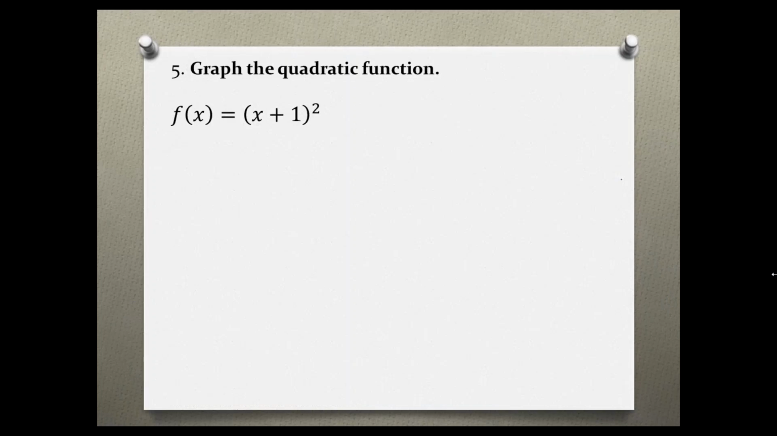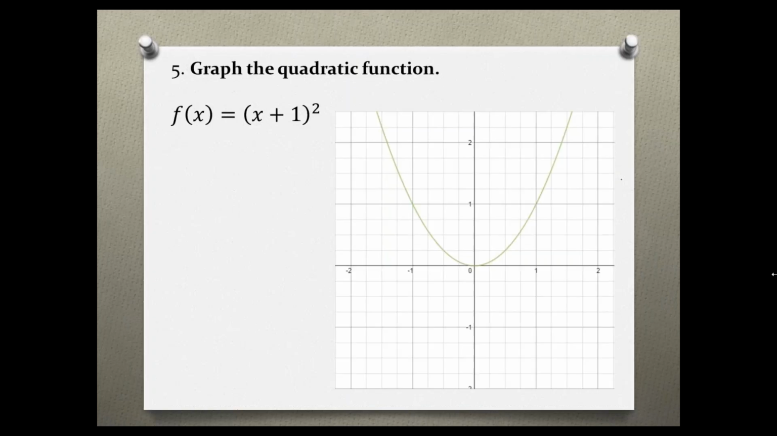Problem number 5. Graph the quadratic function. We have f of x equals (x plus 1) squared. So again, we're starting off with our basic quadratic function, which would be f of x equals x squared. But now in our case, we also have a plus 1 within the squared part.